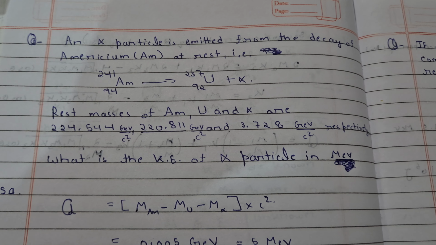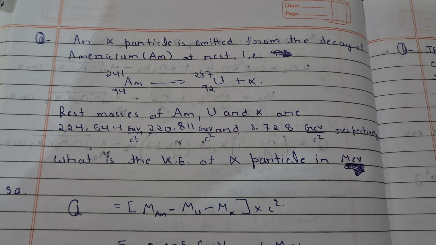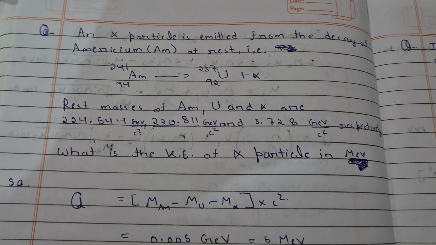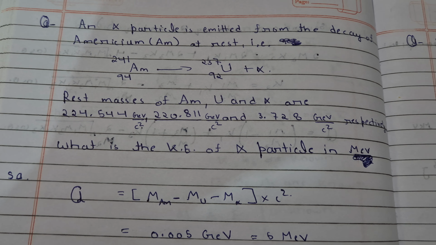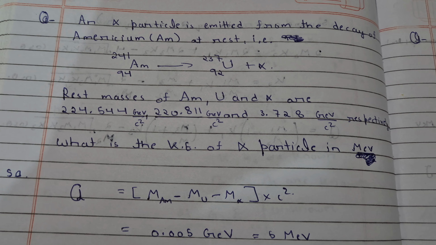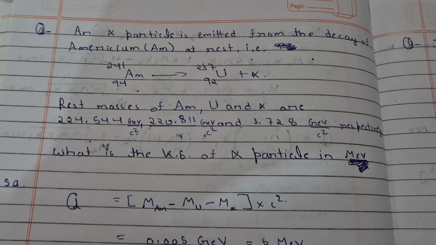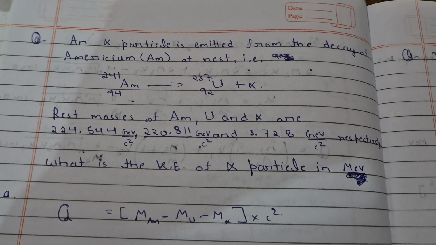So hello everyone, this is lecture 13 for nuclear physics. In the last lecture we stated what nuclear reactions are and what the Q values are, and we have seen the Q values for alpha decay, beta plus decay, and beta minus decay. Now we need to discuss some questions based on the nuclear reactions. So today we will discuss them.